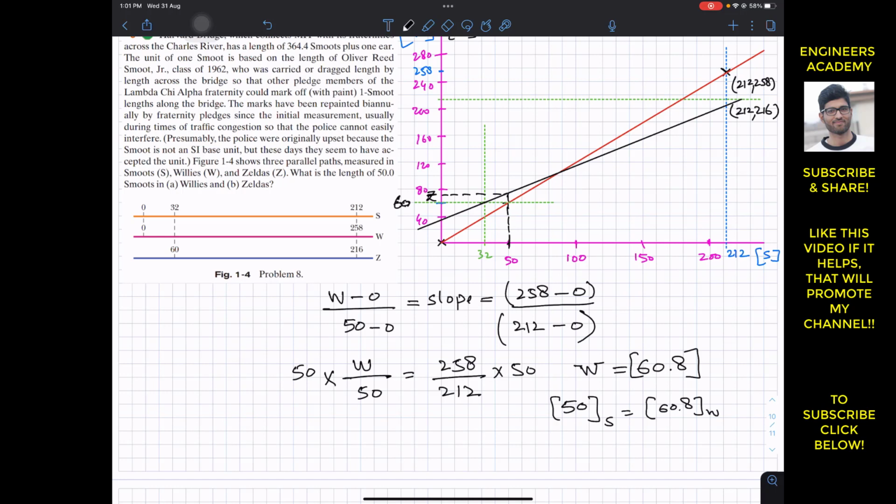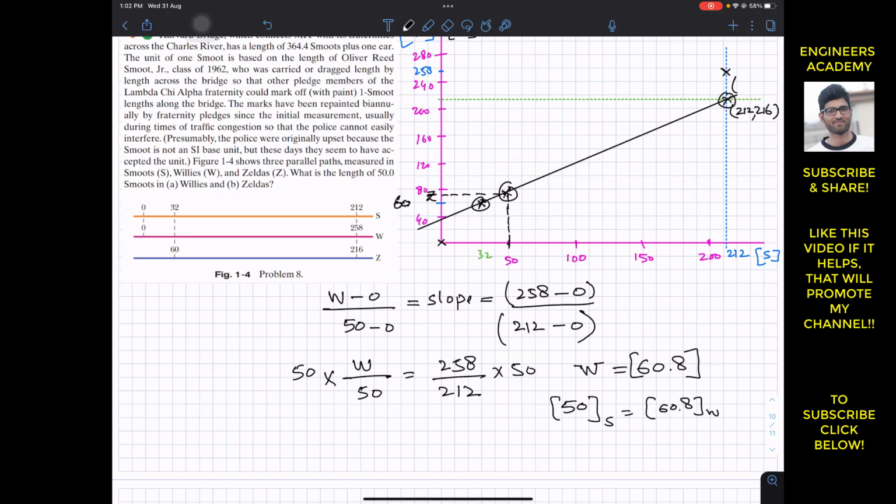Again we have to use that same technique. The slope between this point and this point and this point will remain the same. We have 3 points, right? Let me remove this red plot so that we can easily see this. At 32 we have 60. So we have these 3 points. Let me mark these points. One point is here, one point is here, and one point is here.